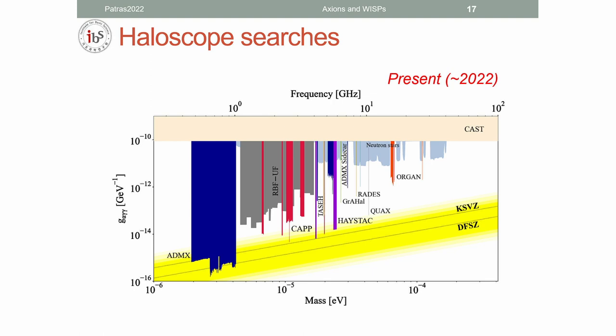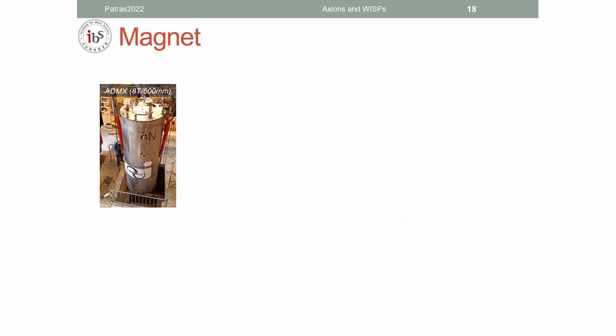But nonetheless, as you can see, most of the experiments are not sensitive to the theoretically interesting region, and we have huge spaces that are unexploited. That's why people are still developing such systems and experimenting. So here are some ingredients. The first of all is the magnet.